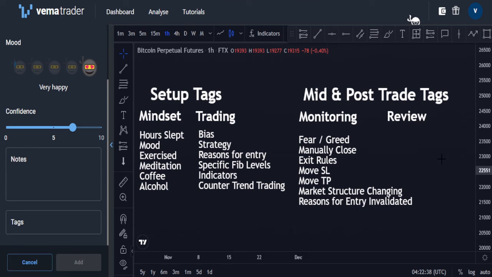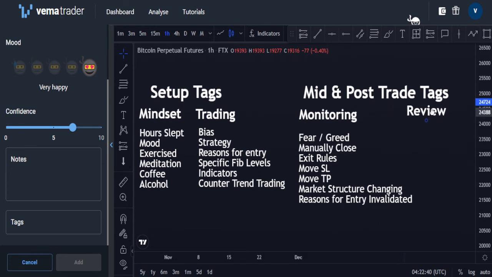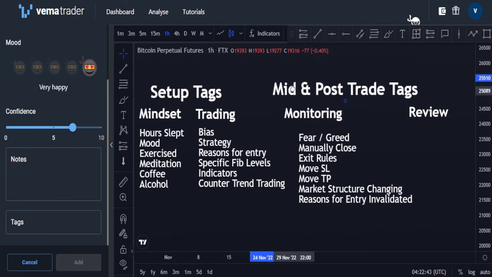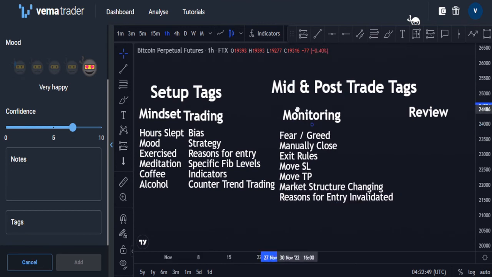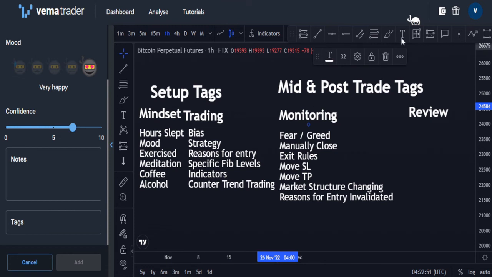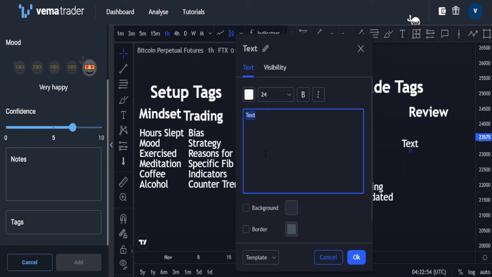Oh no, I can't zoom out anymore. This is going to get squashed. Let's, oh no. Let's just bunch everything up a little bit. Sorry guys, bear with me. Awful, awful, awful, awful.